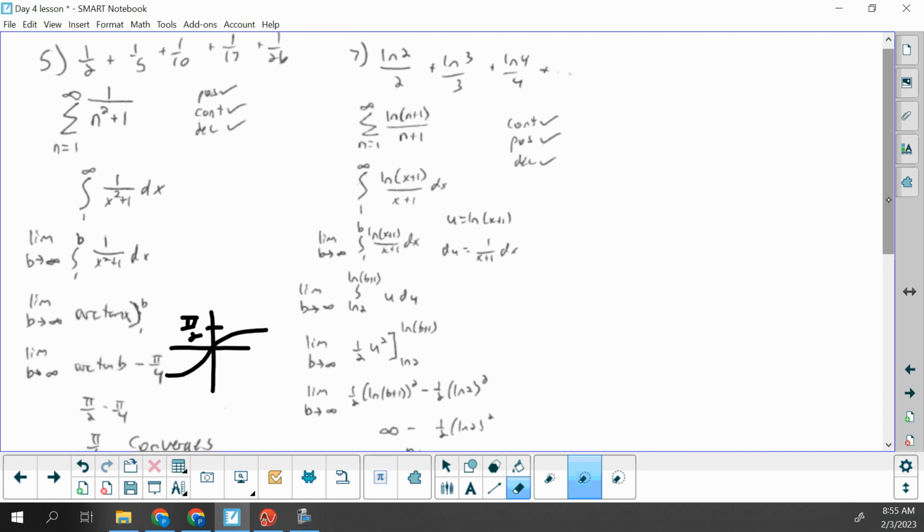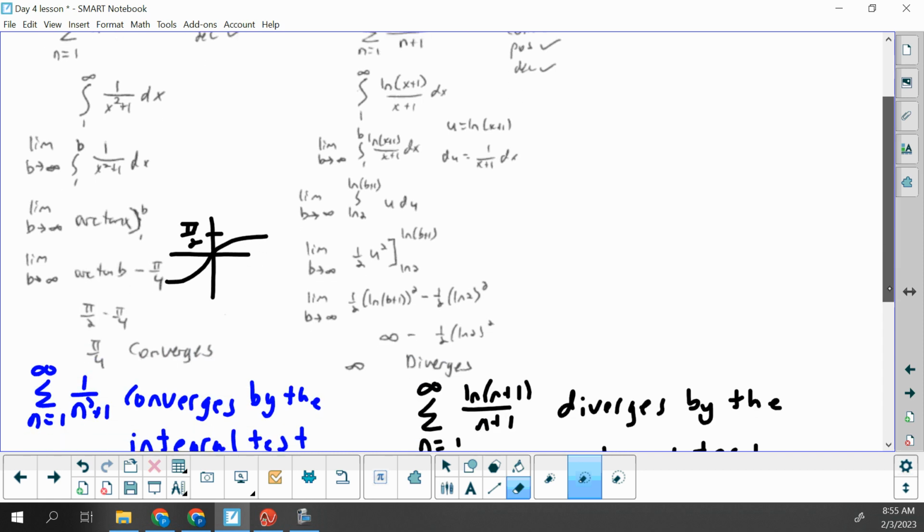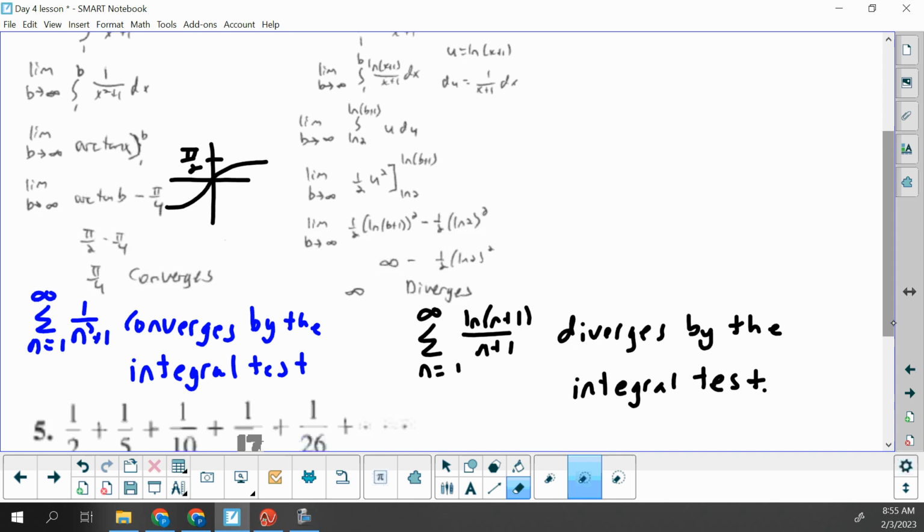We want to let u equal the natural log of x plus 1 in this case, because then derivative of stuff over stuff is 1 over x plus 1. So the 1 over x plus 1 dx becomes our du, and we just have u. By subbing in our bounds, the 1 and the b, into the natural log of x plus 1, we get natural log of 2 and natural log of b plus 1. Antiderivative, we have a half u squared. We'll fill in our changed bounds. As b goes to infinity, that first term goes to infinity, so this diverges, and our conclusion is that our series that they had given us diverges by the integral test.